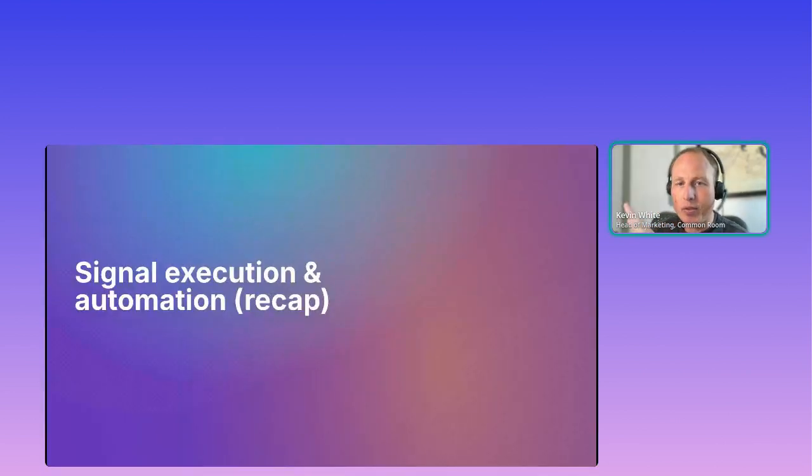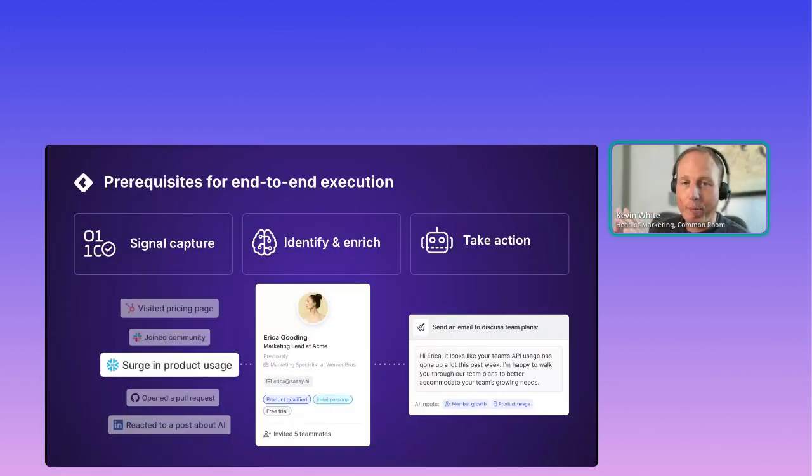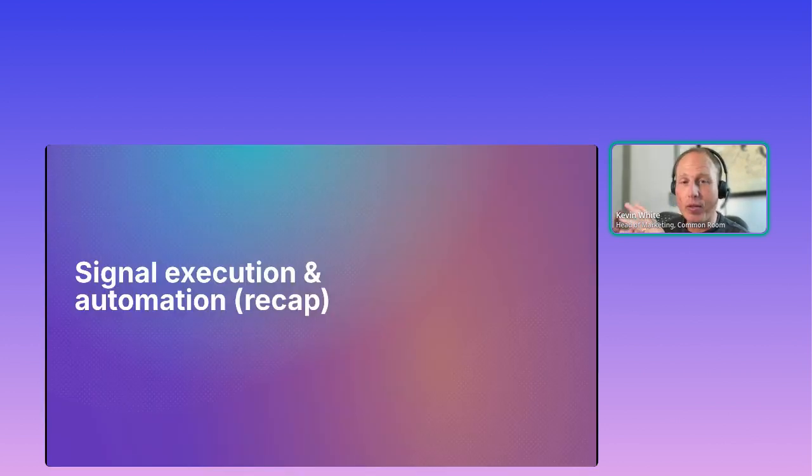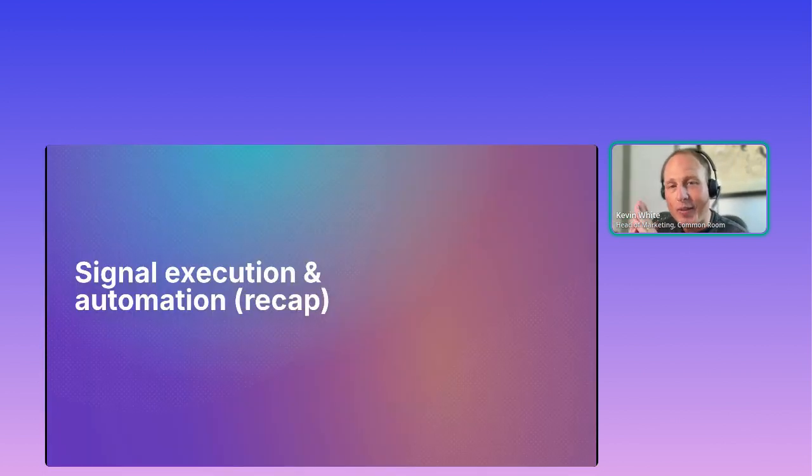Okay, so that covers the first part of Signal School 1. And then the second part is we covered signal execution. So it's like, okay, you selected these signals, these are the signals that I want in this top right quadrant. Now, how do we actually take action on them and have our go-to-market teams do that?